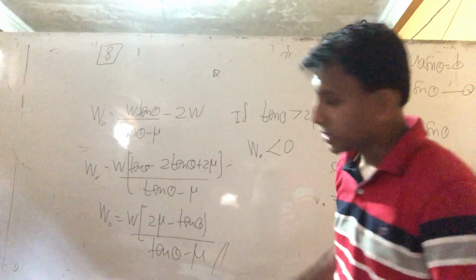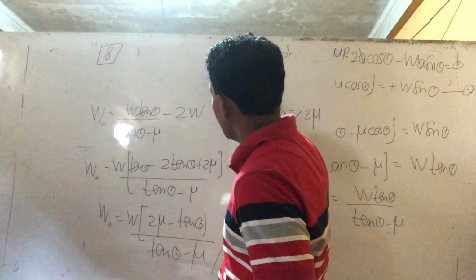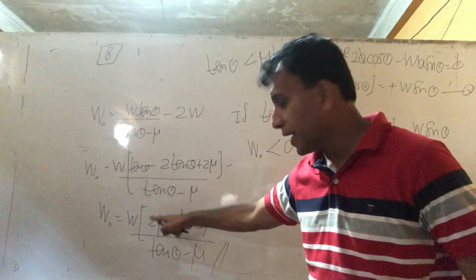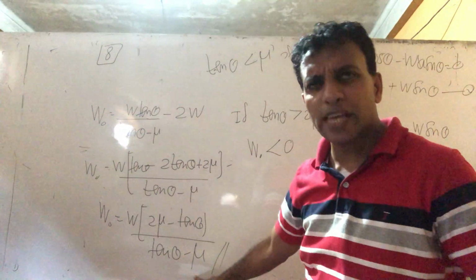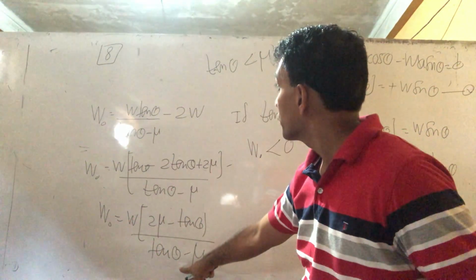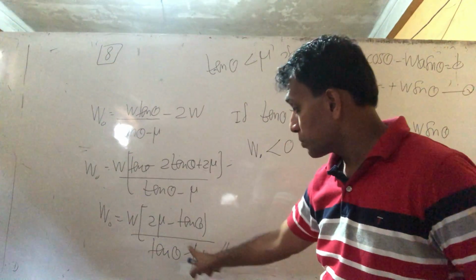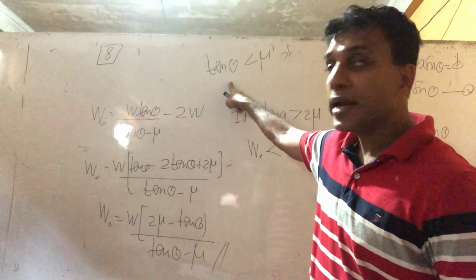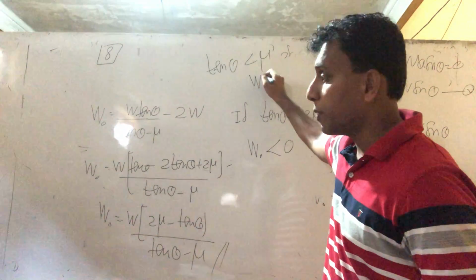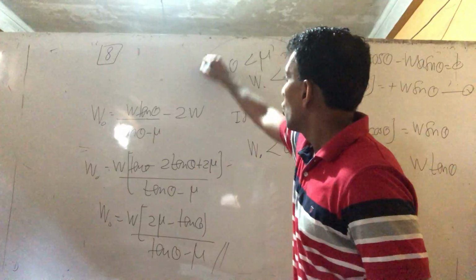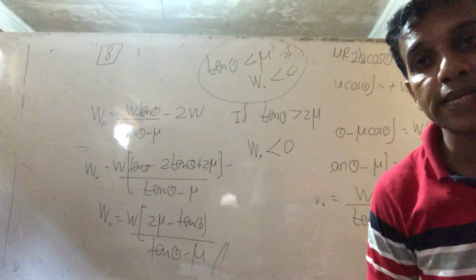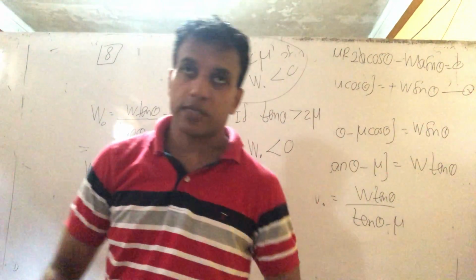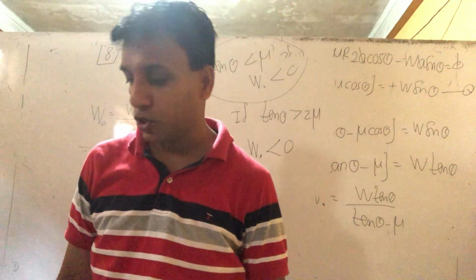Also, the two conditions are the same as that one. Tan theta less than mu. This is for the numerator, the other for the denominator, same thing. Tan theta smaller than mu, so mu is bigger than tan theta. In that case, what happened? W naught less than 0. In that case also, W naught is less than 0. Therefore, slip. Those are both occasions that can affect the equilibrium position.